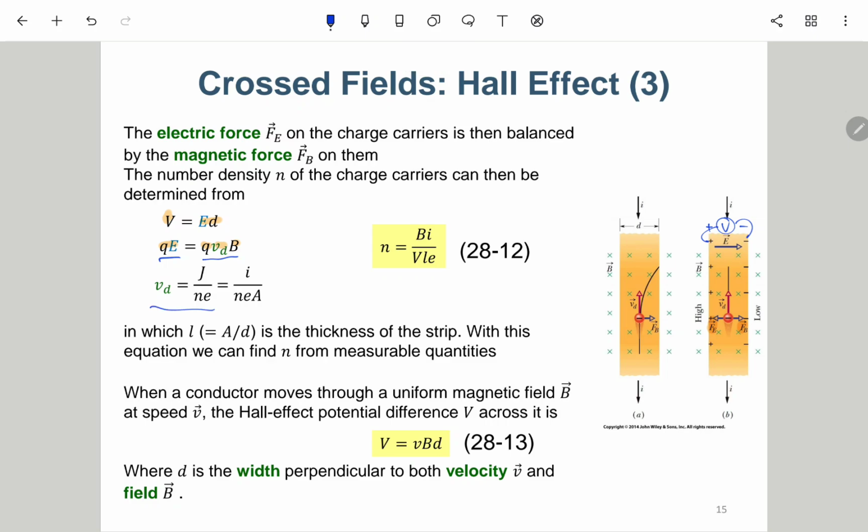And also we have J equals Ne times Vd, so Vd equals J over Ne. And J, we also assume that the current density is uniform, so J is I over A, so Vd becomes I over NeA. Okay, so we altogether have these three equations, and finally we can get N equals this expression. So what we have done is eliminate E. Okay, so we can just multiply these three equations together.